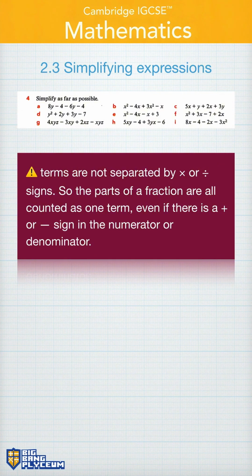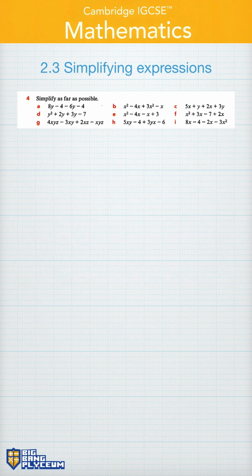Something you have to bear in mind is that terms are not separated by multiplication or division signs. Okay? So the parts of a fraction are all counted as one term, even if there's an addition sign or subtraction sign in the numerator or denominator. For example, if you see a plus b over c, think about it. How many terms are there? Alright, as we just learned, there is only one term, even if we have an addition sign in the numerator. Okay? Very good. So let's move on to the solution.